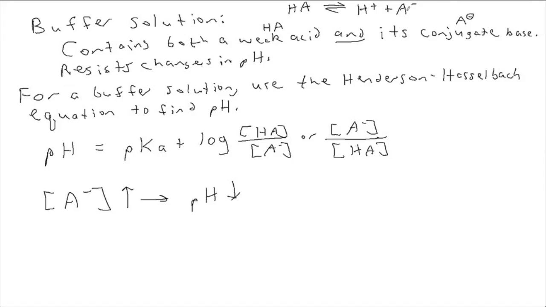But the A minus that we're adding didn't come from the acid. We just added it separately. We just took a bottle that was full of the acid and we poured it in, and we took a bottle of the conjugate base and we poured it in. So they're not coming from this equation.